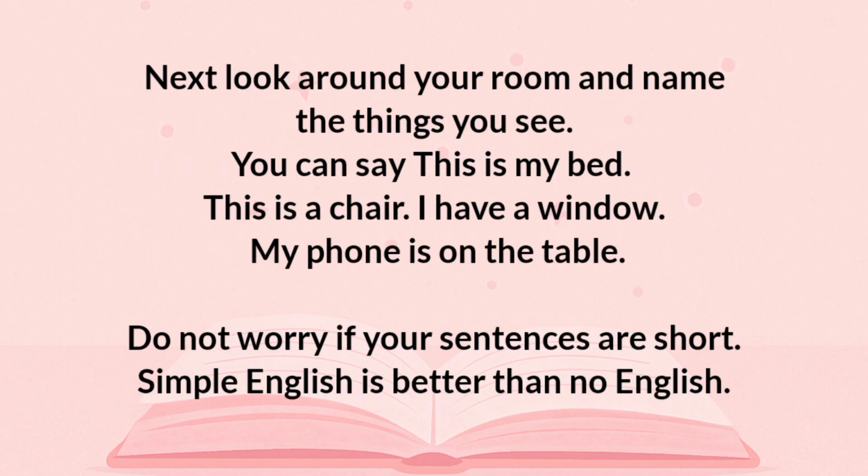Next, look around your room and name the things you see. You can say, "This is my bed. This is a chair. I have a window. My phone is on the table." Do not worry if your sentences are short. Simple English is better than no English.